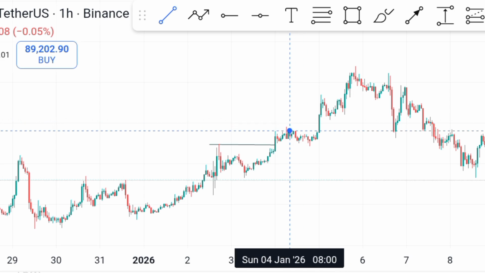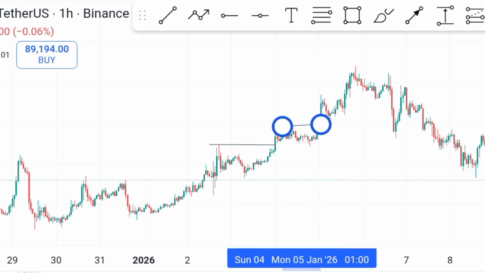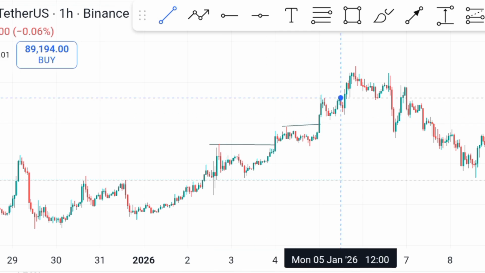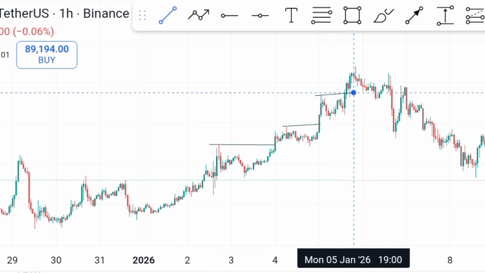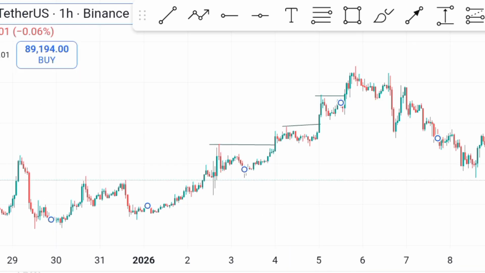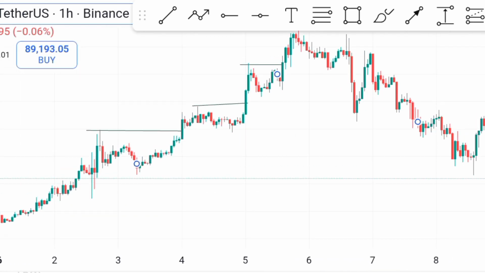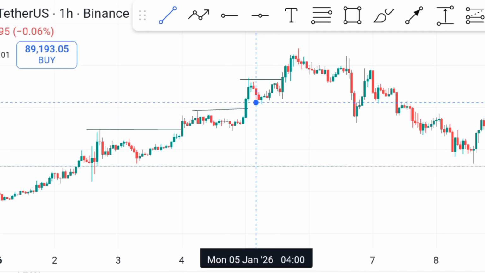Okay, you will see that these are highs, and you have to know the higher highs and the higher lows, because this is a bullish market. We have to first know which is the last higher low, and it has to be broken. Those are higher highs, and this was the last higher low right here.